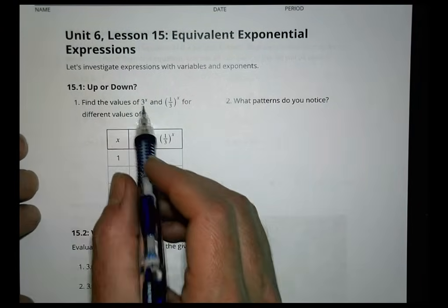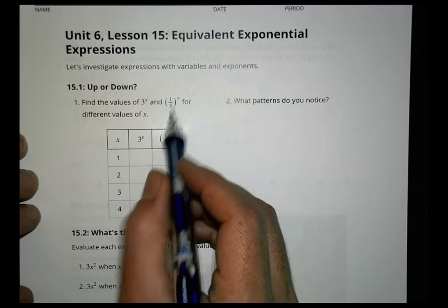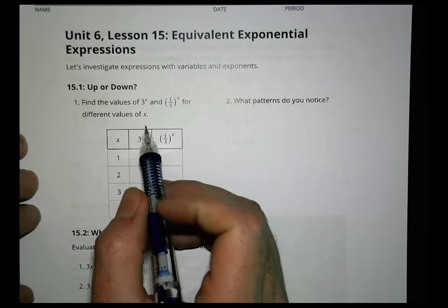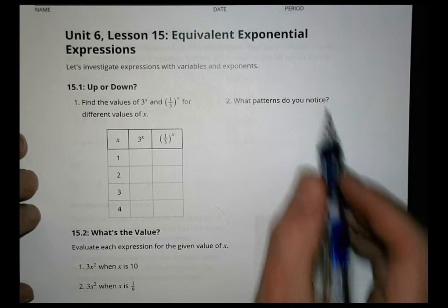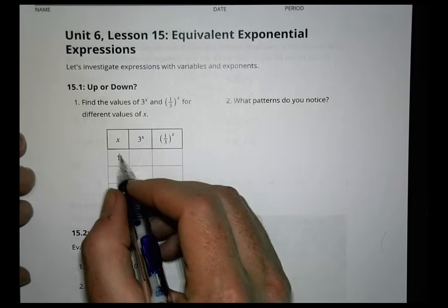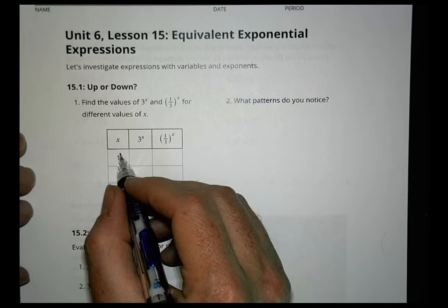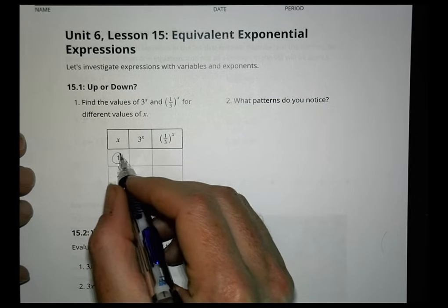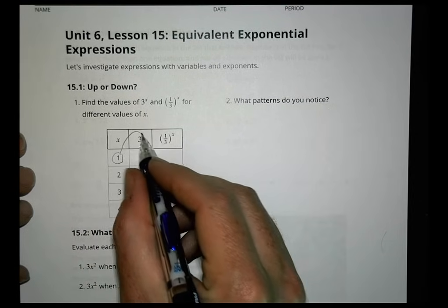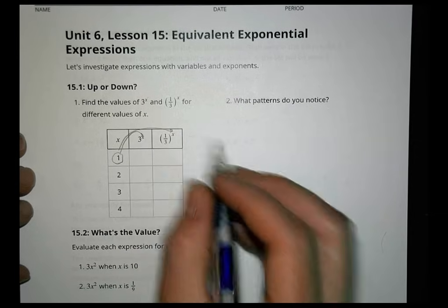It says find the values of 3 to the x power and 1/3 to the x power for different values of x. And then take a look at what patterns you notice. So what we're going to want to do here is take the value given in the x column and substitute that in the place for the x in each one of these little expressions.